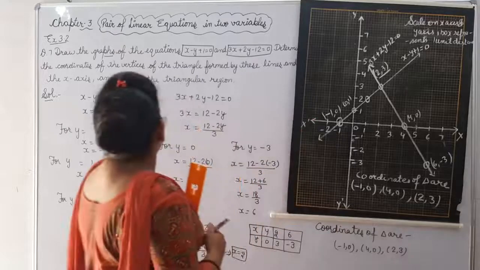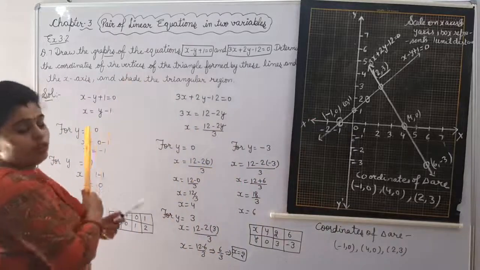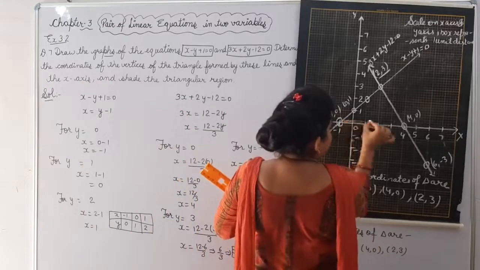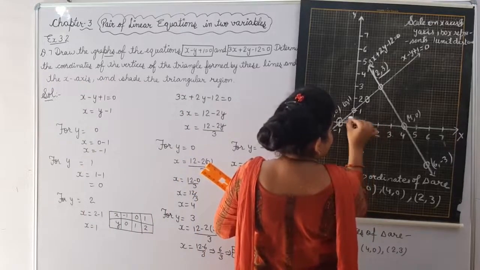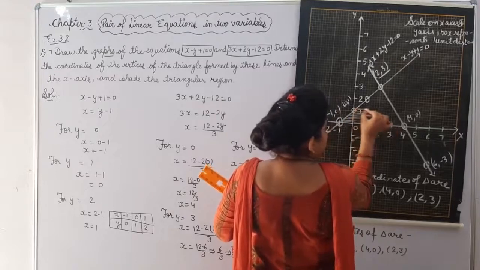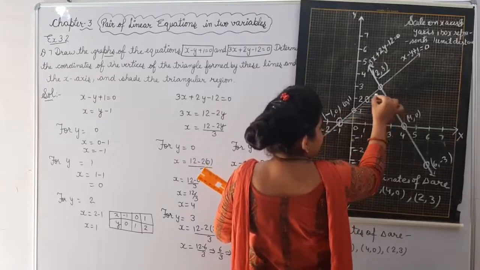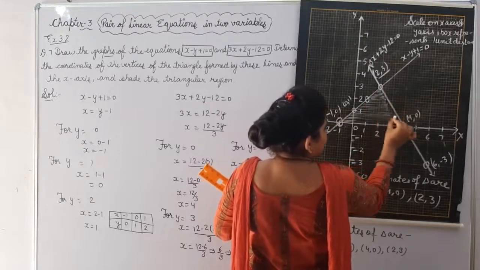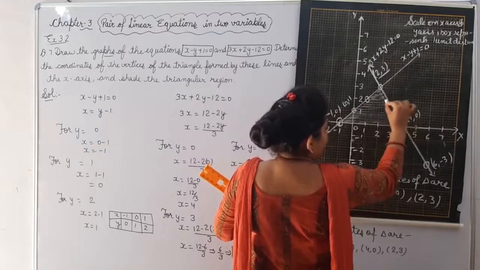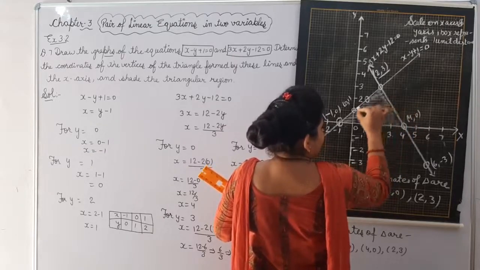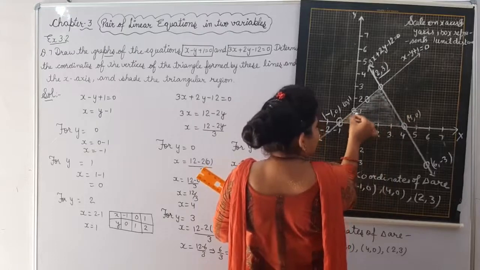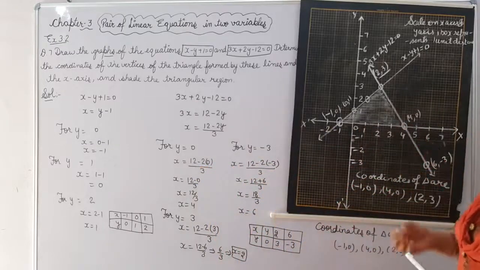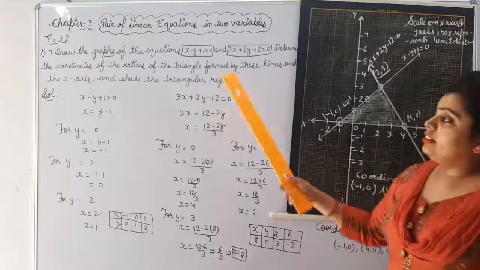Now come to the next line: shade the triangular region. We have to shade this triangular region. We will shade like this. Yes, dear students, we will shade like this. Now it is visible clearly that we have shaded the triangular region.